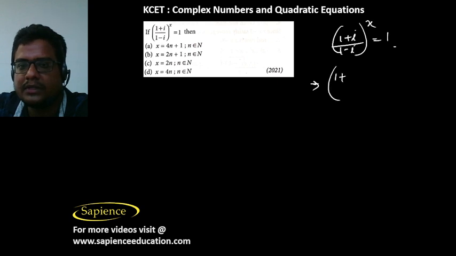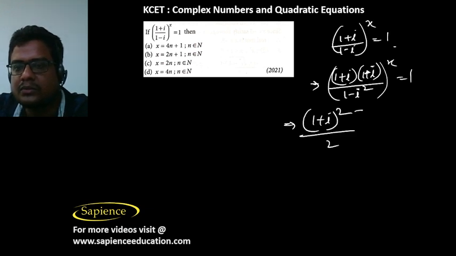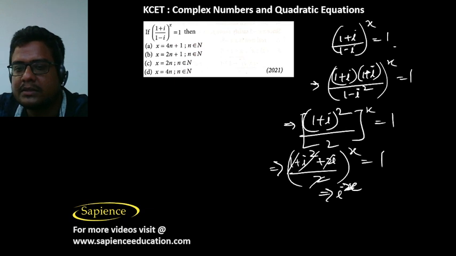So we can write this as ((1 plus i) into (1 plus i) divided by (1 minus i) into (1 plus i)) whole power x equals 1. We are multiplying the numerator and the denominator by 1 plus i. So this will be (1 plus i) whole square divided by 2, whole power x, equal to 1. So this will be (1 plus i square plus 2i) divided by 2, whole power x, equal to 1. So i square and 1 will cancel and 2 will cancel. So this is i power x equal to 1.